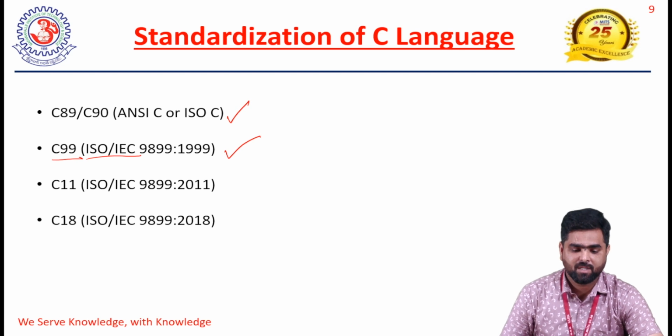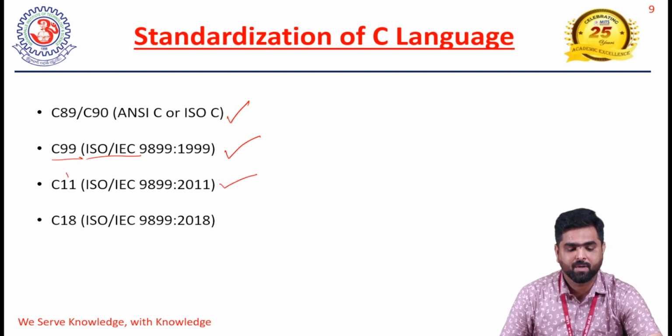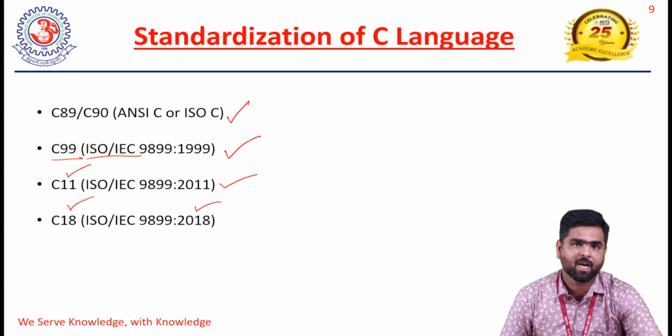Again, it was standardized in the year 2011, so that version of the C language we call C11. Again, it was standardized in the year 2018, which is called the C18 version. So these are the several standardizations that have come across till now for the C language.